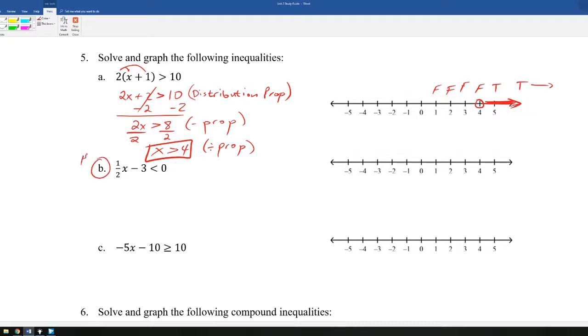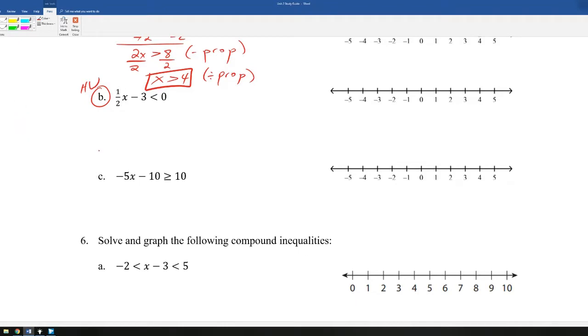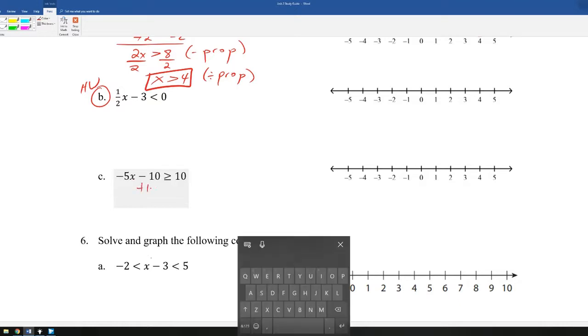All right, so go ahead and try part B. Do that one. Okay. Go ahead and actually, you know what? I'll do C. Remember, we've got to switch our symbols when we divide both sides by a negative. So we're going to see that example. So how do you get rid of a negative 10? Plus 10, right?